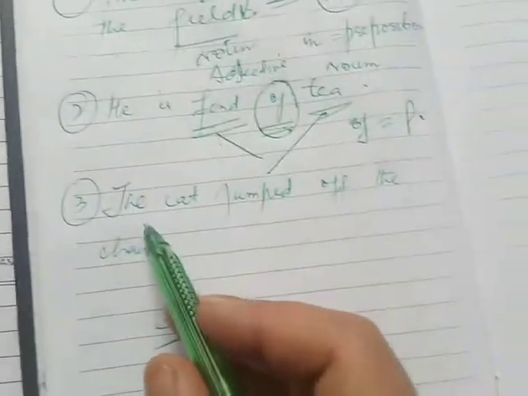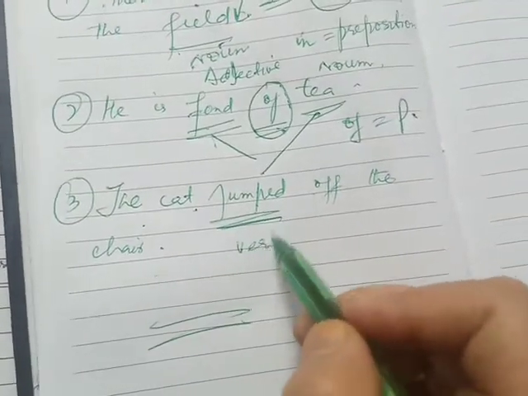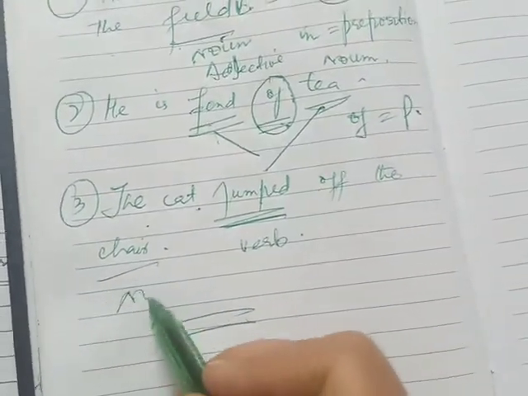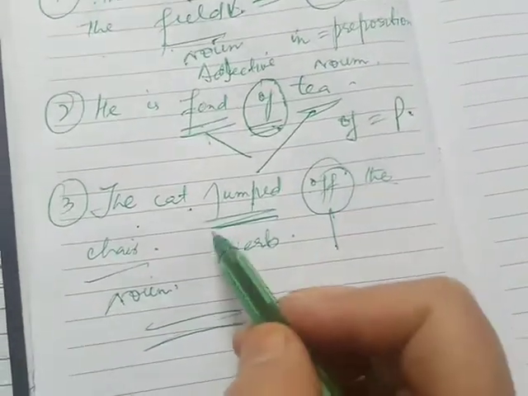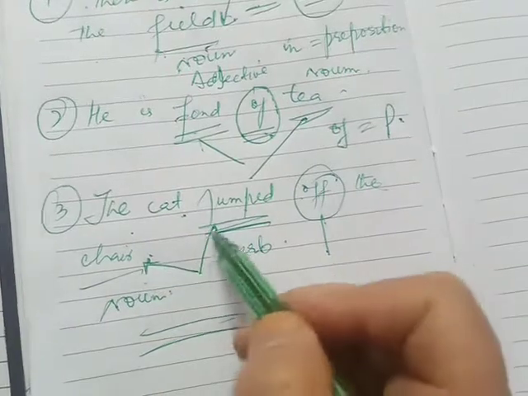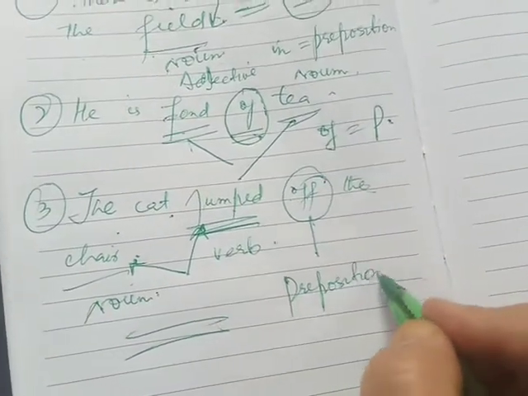Okay. Another: the cat jumped off the chair. My dear students, jumped is a verb, and chair is a noun. Here the word "off" shows a relationship between this verb and noun. Therefore, we can say that "off" is a preposition.